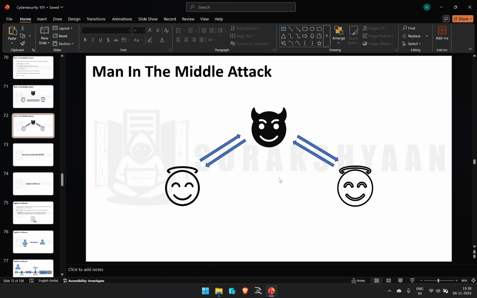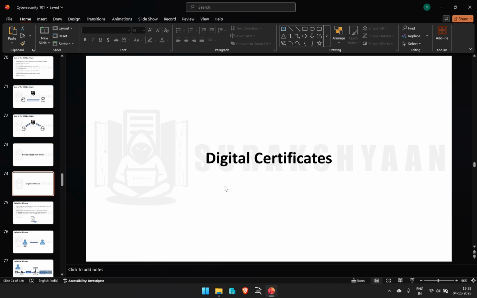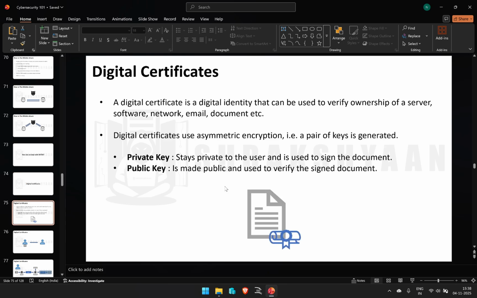There should be a way for this user to verify if the message that has been received is indeed from this user or not, right? That is where digital certificates come into the picture. A digital certificate is simply a digital identity that can be used to verify the ownership of an asset. That asset can be a server, a software, a network, a USB thumb drive, an email, a document, etc.